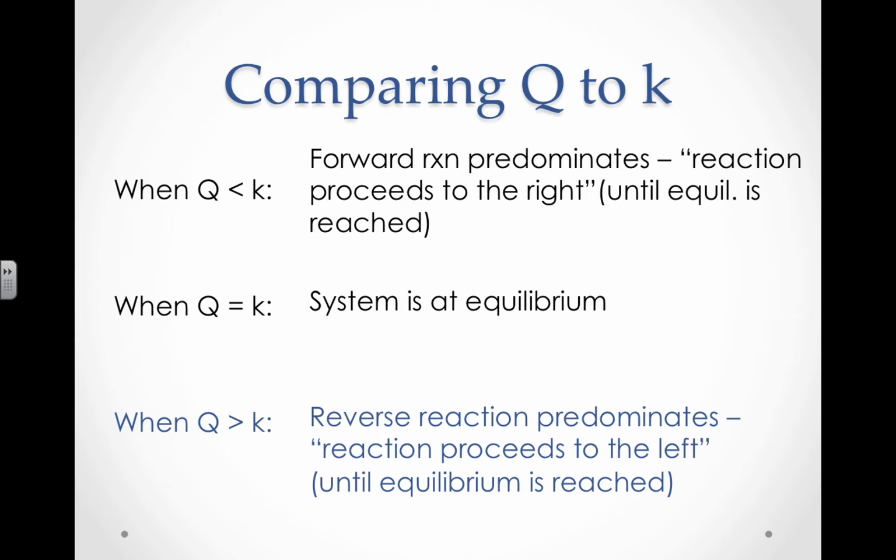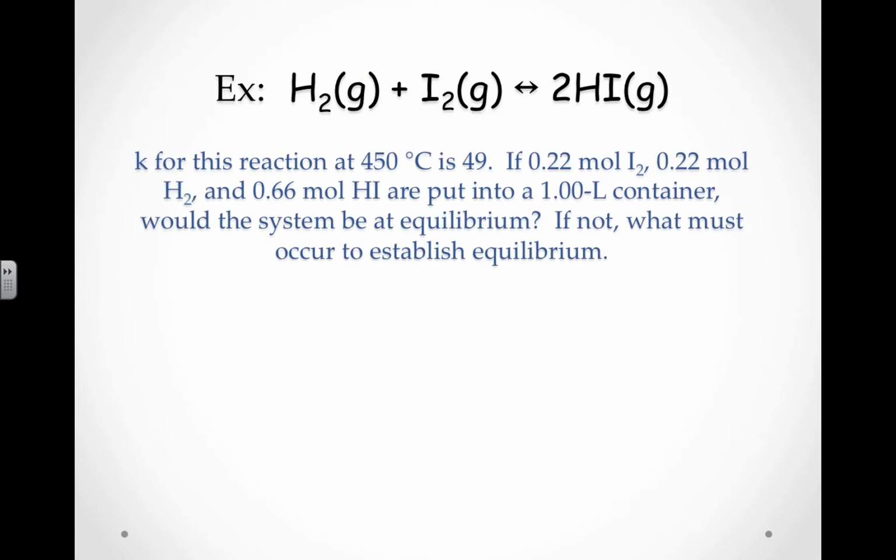So let's try an example. We have hydrogen and iodine forming hydrogen iodide, and it says that K for this reaction at 450 degrees Celsius is 49. So if 0.22 moles of iodine, 0.22 moles of hydrogen, and 0.66 moles of HI are put into a 1 liter container, would the system be at equilibrium? And if not, what must occur in order to establish equilibrium?